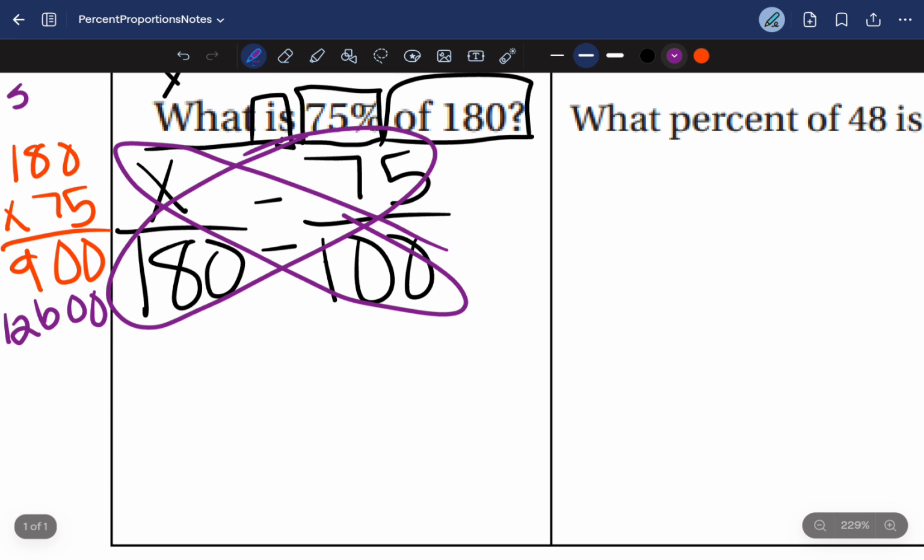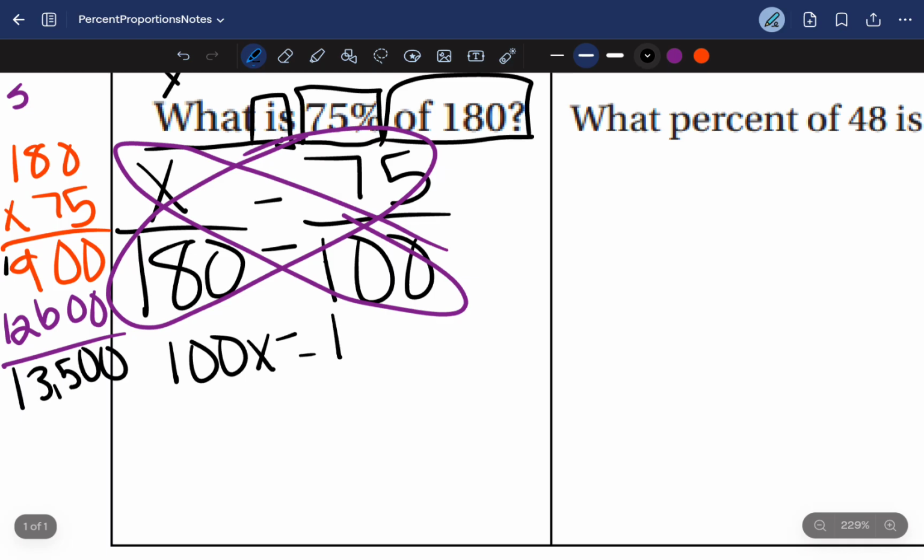Then I'm going to fill in any empty spaces with zeros, and I'll go ahead and add. 0 plus 0 is 0. 0 plus 0 is 0. 9 plus 6 is 15, so I have 5 and carry the 1. 1 plus 2 is 3. And 0 plus 1 is 1. So it's going to be 13,500. I'm going to write 100x equals 13,500. Now in order to isolate the variable, just like we've been doing, we're going to divide both sides by 100.